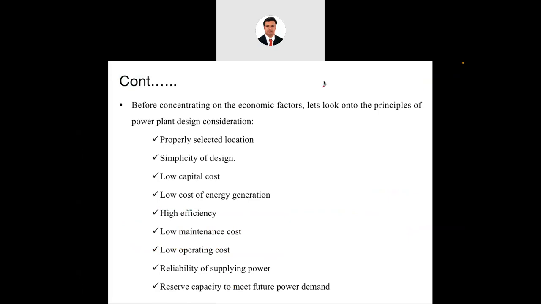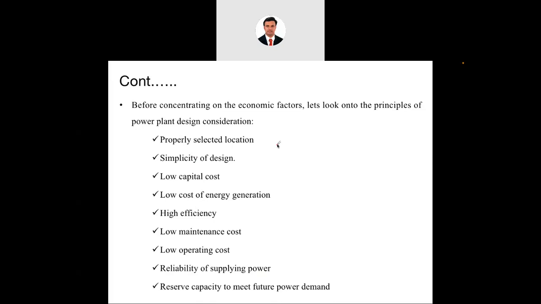Now, before concentrating on the different economic factors, let's look at the principles or main factors on which power plant design is considered, or the considerations we have to keep in mind whenever we construct any particular power plant. So the first one is the properly selected location. Location is also important.